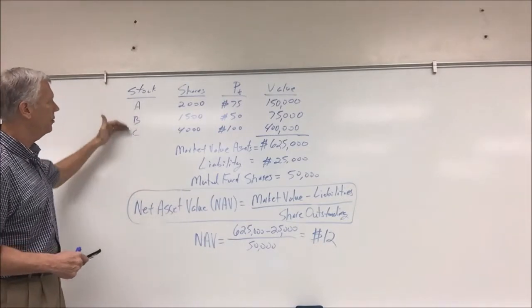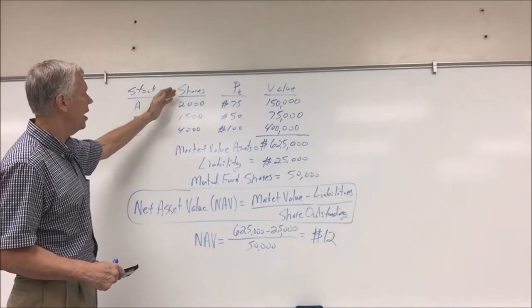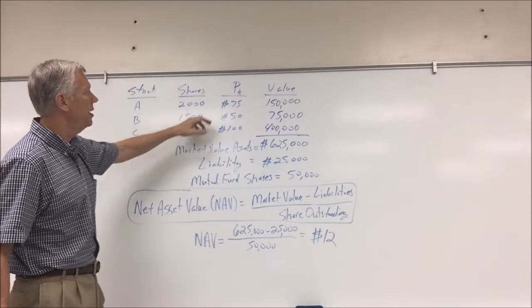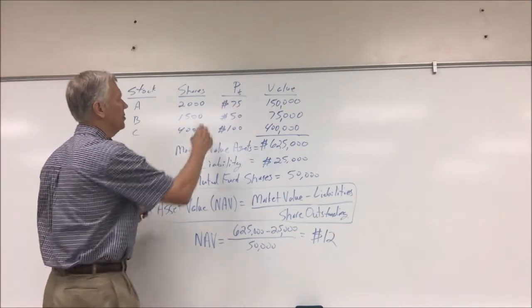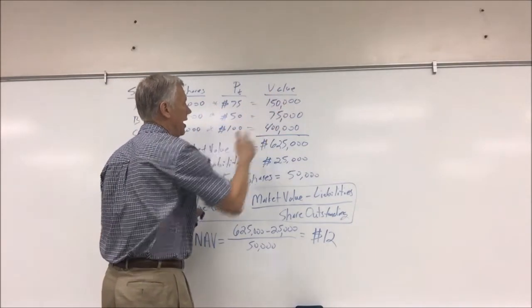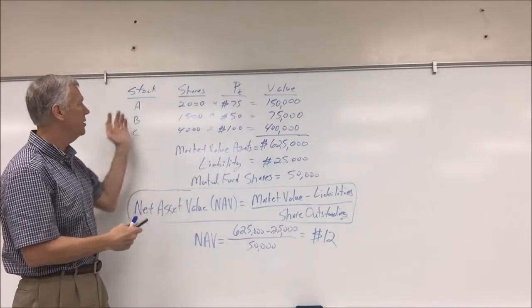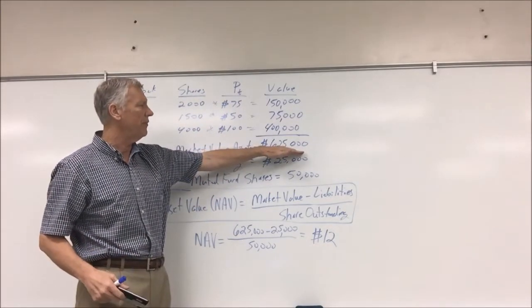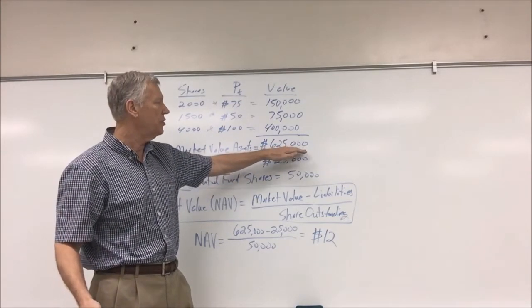Suppose we had a mutual fund that held 3 stocks, stock A, stock B, stock C. The number of shares they held in each particular stock was 2,000 shares of A, 1,500 shares of B, 4,000 shares of C. Here's the underlying price of the stock. And so to get the value here, of course, all we're doing is multiplying each of these and coming up with the underlying value or the market value of the assets that the fund is holding. In this case, we're holding all stocks. The total market value of this is $625,000.